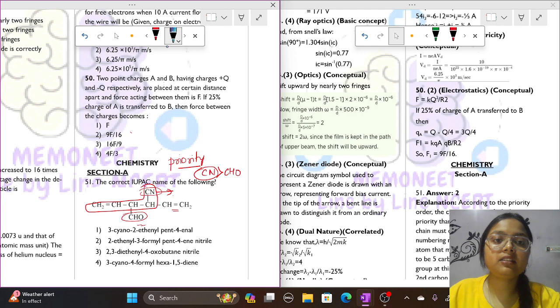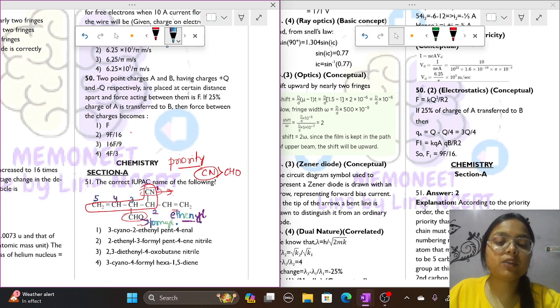Let's start the numbering. What will be the numbering? The numbering will start from CN itself, so here 1, 2, 3, 4 and 5. Now what are the substituents? We have to name the substituents. Here this group is a substituent. This will be the ethenyl group, and this one is the formyl group. And this is the parent carbon chain.